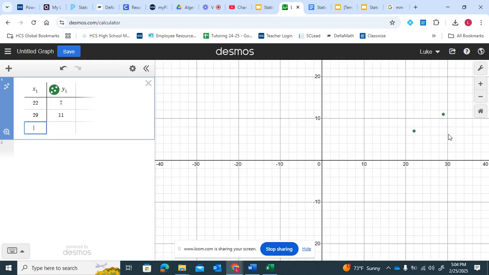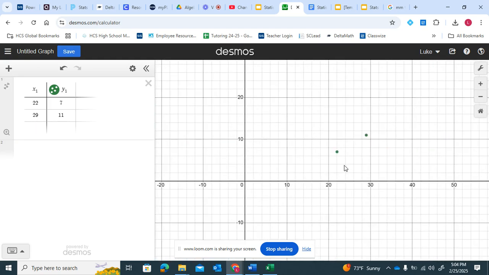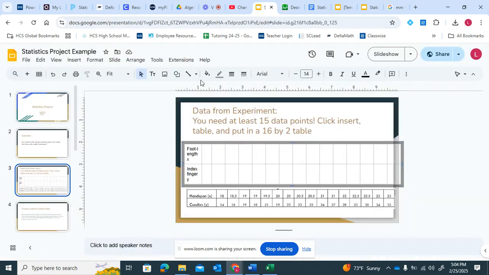And so far, I only have 2 points, but it looks like the bigger X is your foot length, the bigger your index finger. It kind of makes sense. If you have a bigger foot length, you would probably have a bigger finger. And so you keep going on until you have 15 data points, and then you're going to have some scatter plot. And so once you plug in all your data, you plug it into your slideshow.